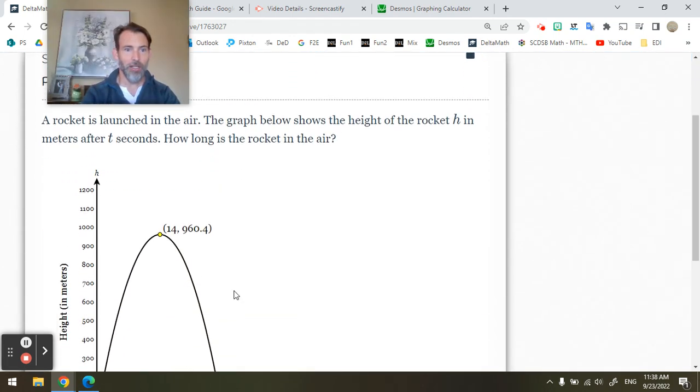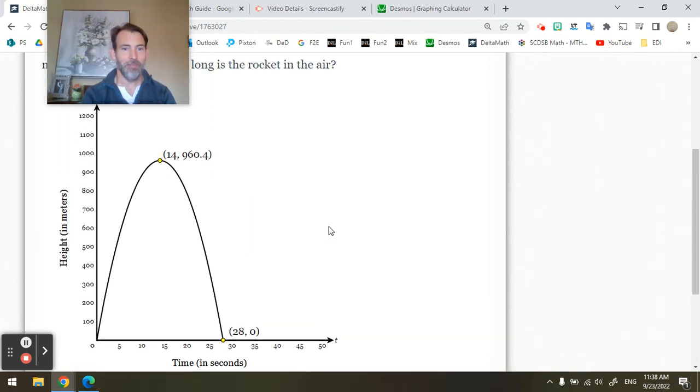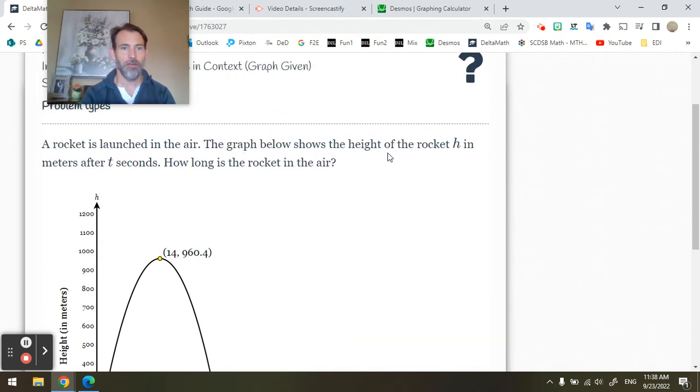Okay, here we go. A rocket launched into the air. Well, I can do that. I like that. That's fine. A rocket is launched at time 0. It goes up, up, up, up, up. After 14 seconds, it's reached its maximum height of 960.4 meters. Wow, it went almost a kilometer in the air. And then it came down after 28 seconds. That seems a little fast. But anyway, the graph below shows the height of the rocket in meters after t seconds. How long is it in the air?